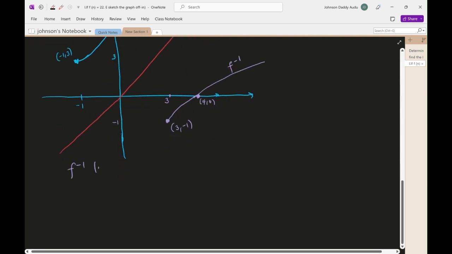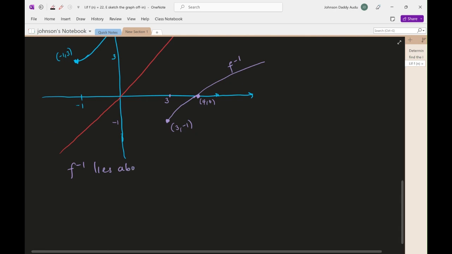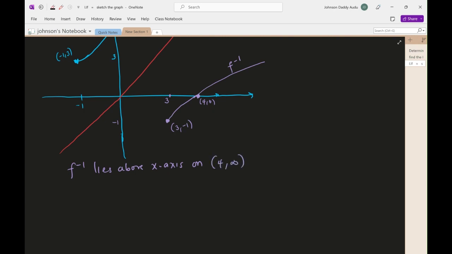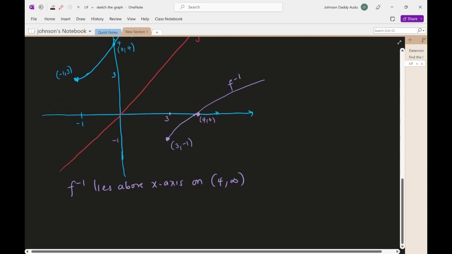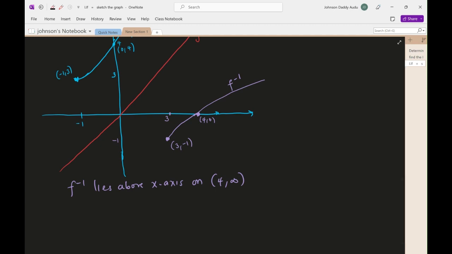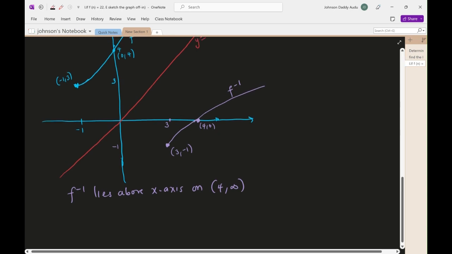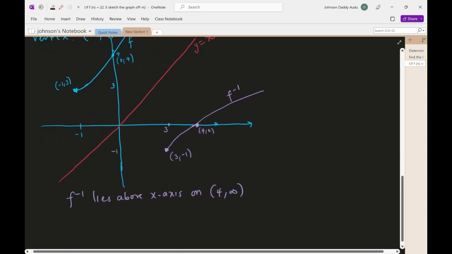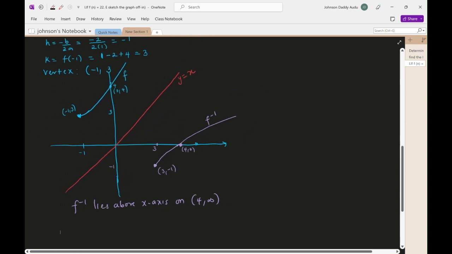So you see that f inverse lies above the x-axis on the interval 4 to infinity, because any number you take here now, you're going to be above the x-axis. If it says on the x-axis, then it's just at this point, right? Now, this is using the graphical method.